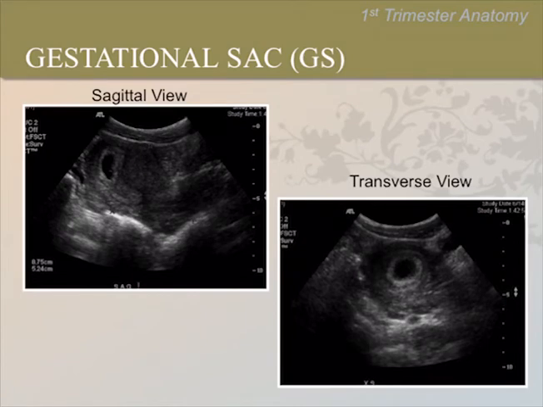Here are 2 views of the same uterus. The upper left is a sagittal image. The lower right is transverse. The gestational sac contains fluid. How will it appear on ultrasound? Please pause the video now to discuss in the group.